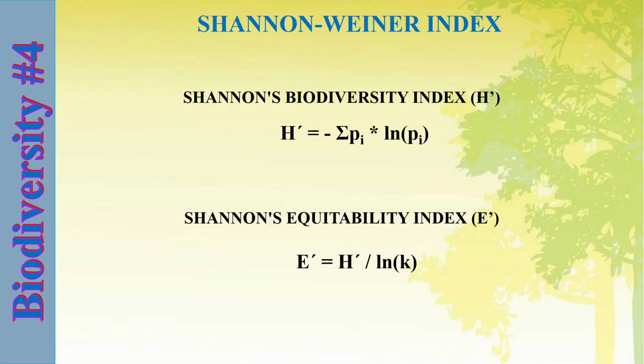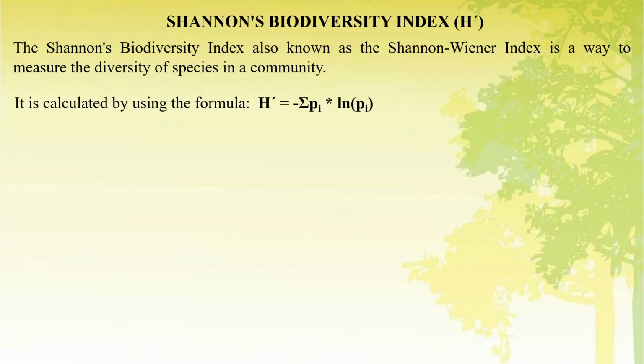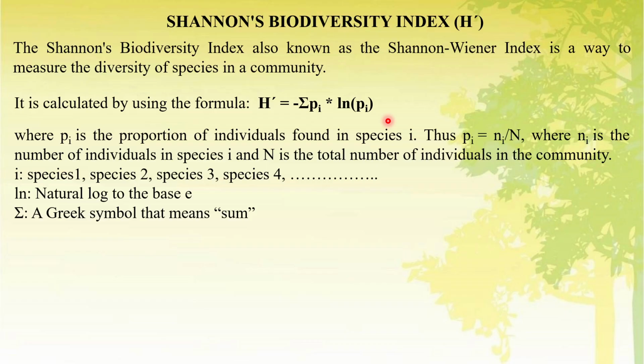In this video, I discuss Shannon's Biodiversity Index, or Shannon-Wiener Index, to measure the diversity of species in a community by using the following formula. H' is equal to the summation of pi into ln pi, where pi is the proportion of individuals found in species i. So pi is equal to ni by capital N, where ni is the number of individuals in species i and capital N is the total number of individuals in the community.